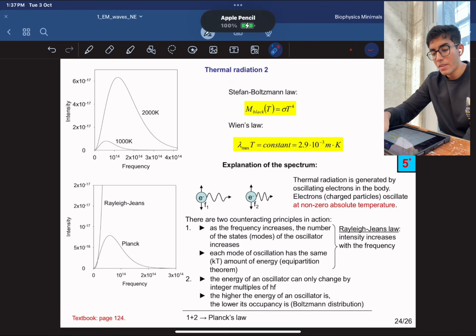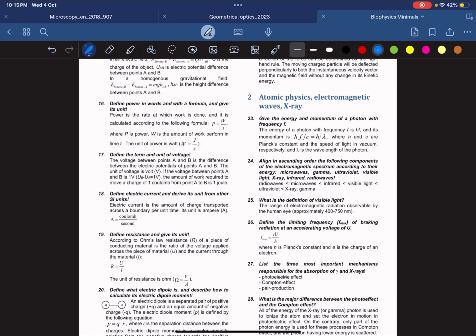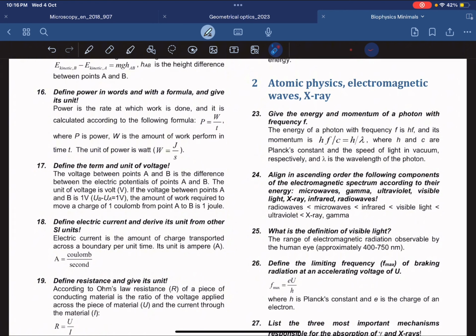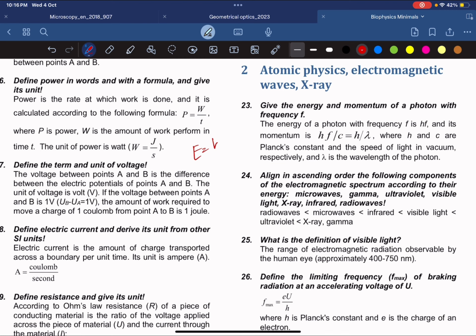Okay, let's quickly look at the minimals for this lecture. Starting off, let's look at the questions which apply for this lecture only, and in the next lecture we're going to look at the questions which apply for that lecture. First question over here: give the energy and momentum of a photon with frequency f. The energy of a photon with frequency f is hf. We have learned this formula in chem as well. Let me write it down really quick. E, the energy of a photon, is equal to hf, h being Planck's constant.